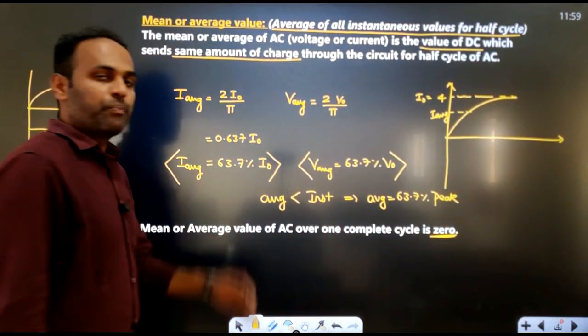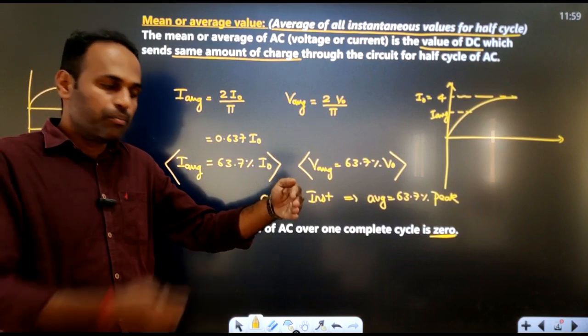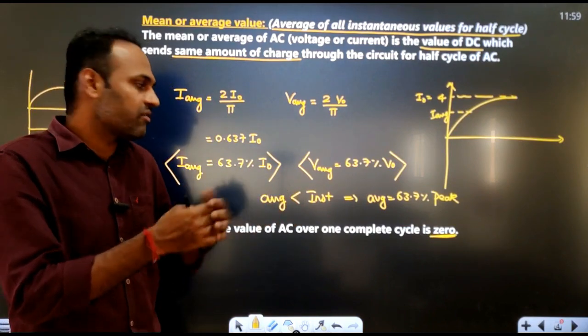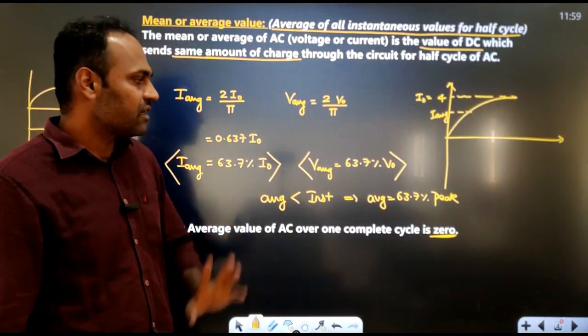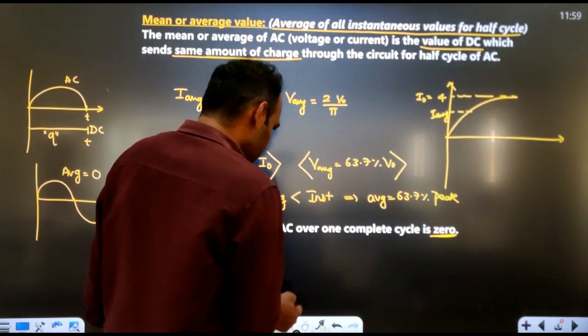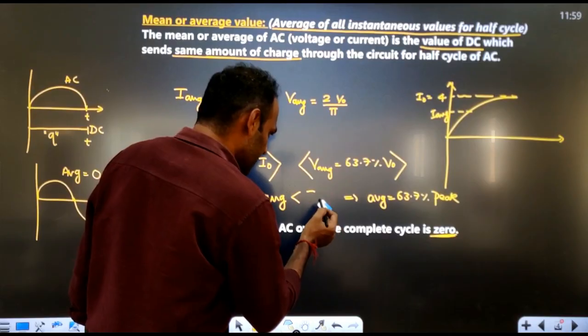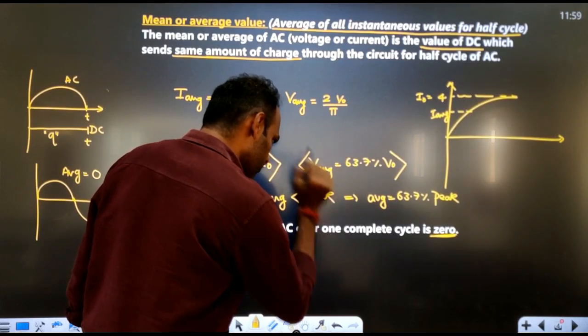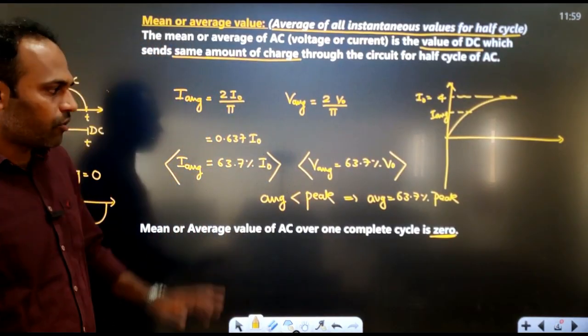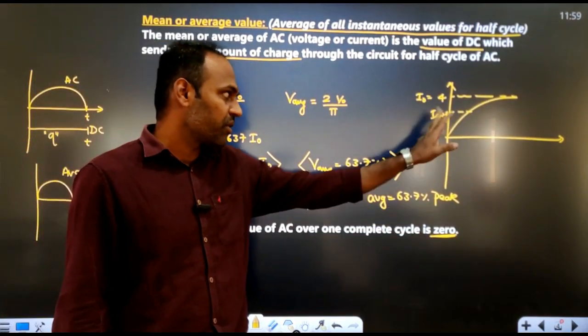63.7% of peak value. Peak value is 100%. 63.7% of the peak value, which value is that? Average value. So average value is less than peak value. Sorry, it is not instantaneous, it is peak value. Average value is less than peak value. How much is it? It is 63.7% of peak.